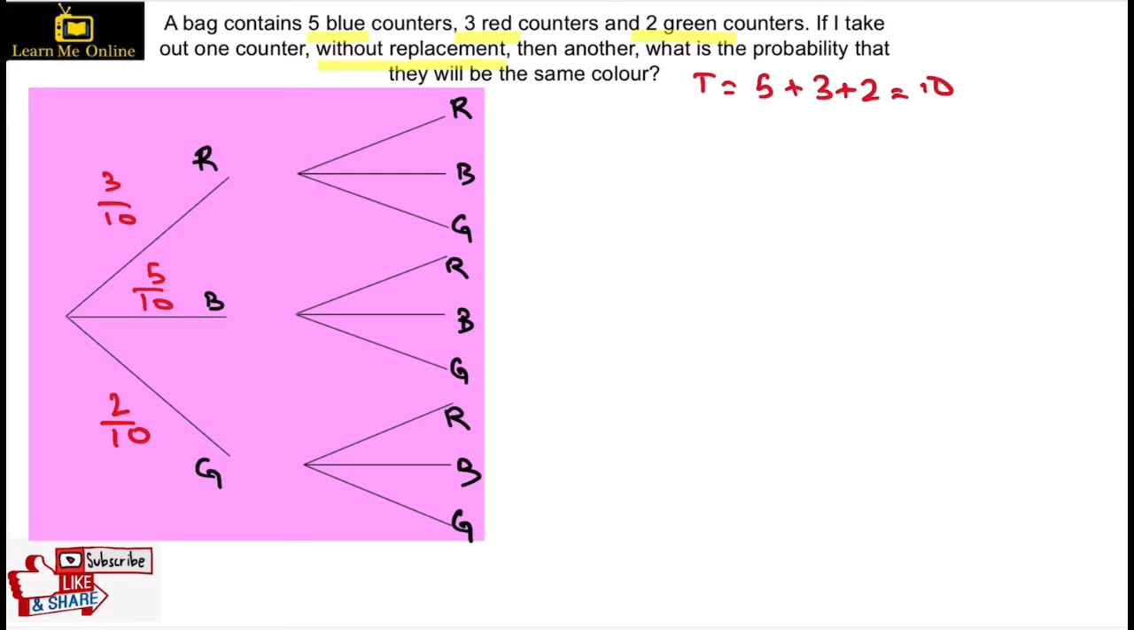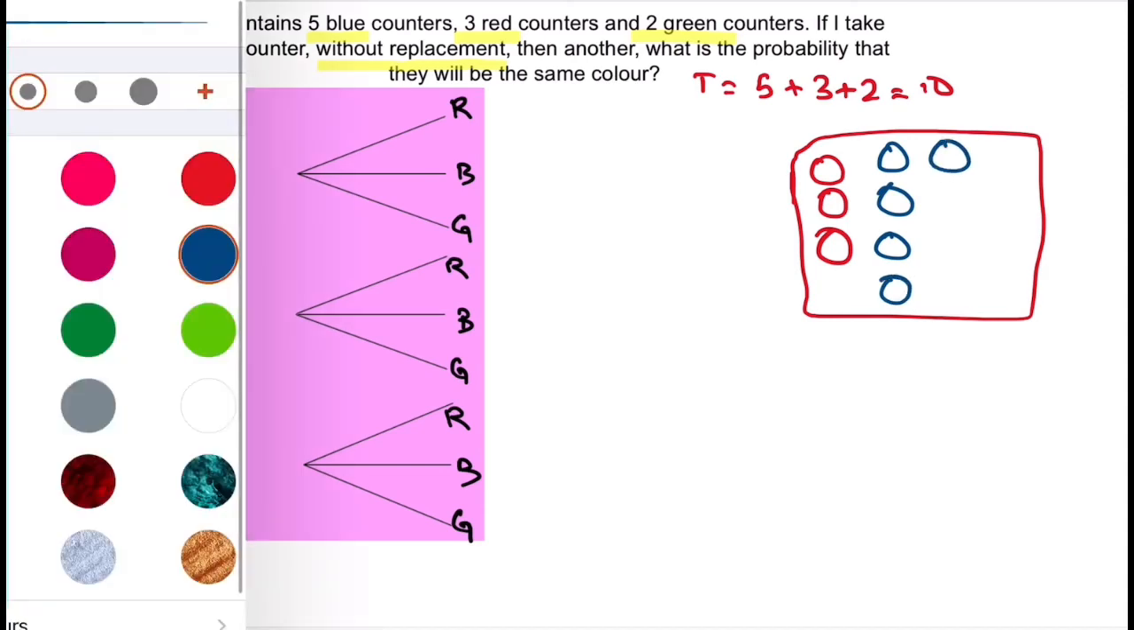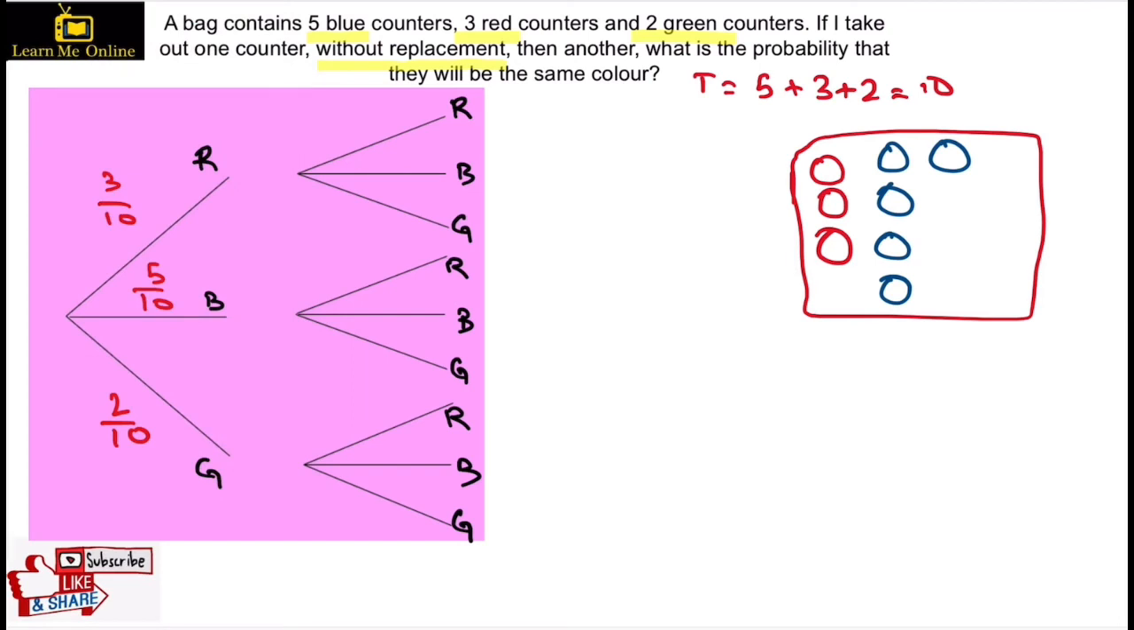Now I'm going to draw the bag again. So this is my bag. And the red counters are 3, so I'm going to draw the 3 red counters in red color. Then 5 of them are blue: 1, 2, 3, 4, and 5. And then the other one is a green counter. So I'm going to use green color to draw the green counters, and there are 2 of them.